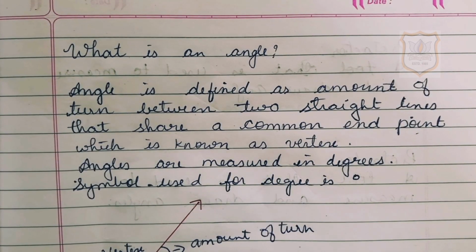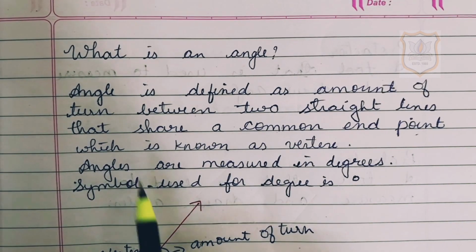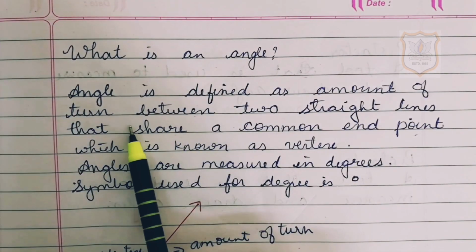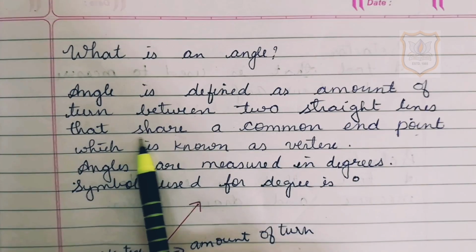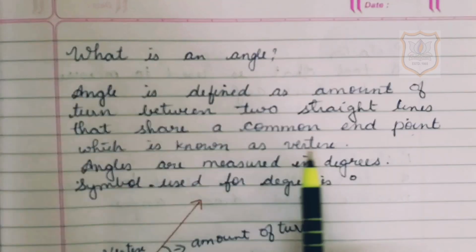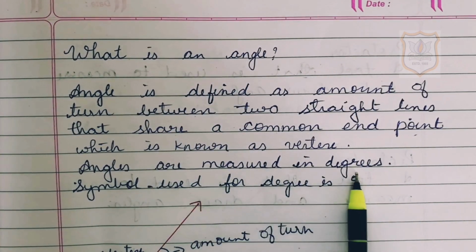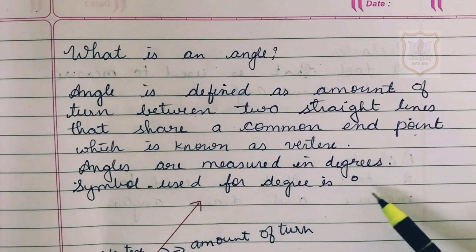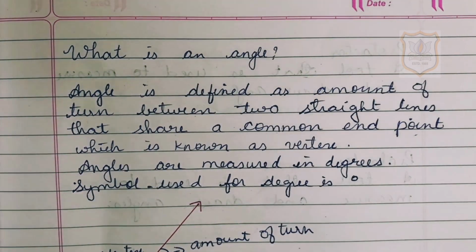Now students, our next topic is what is an angle. An angle is defined as the amount of turn between 2 straight lines that share a common endpoint, which is known as the vertex. Angles are measured in degrees. The symbol used for degree is this. This is the symbol of degree.